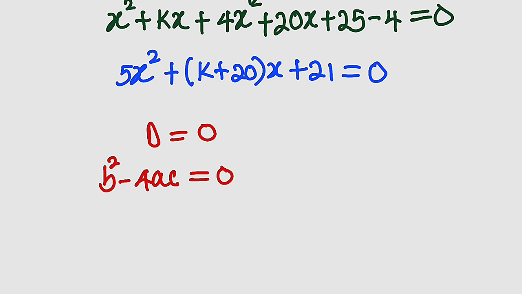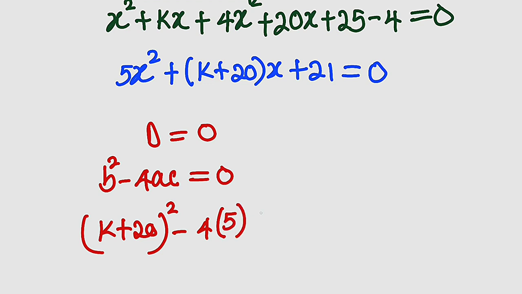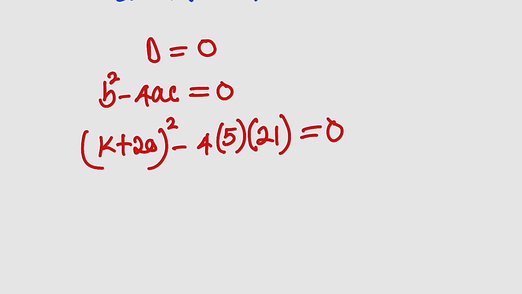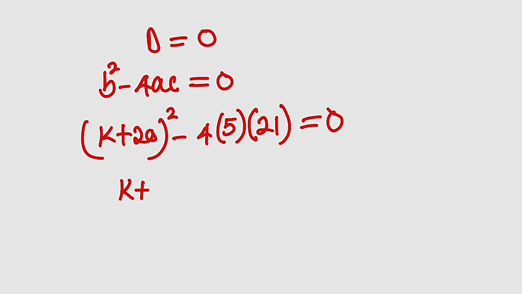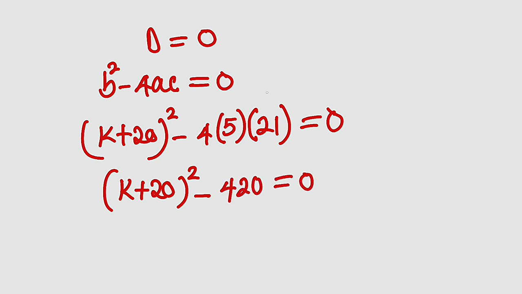b is just the coefficient of x, which is k plus 20. So we have k plus 20 whole squared, minus 4 multiplied by a, which is the coefficient of x squared, which is 5 here, multiplied by c, which is 21. And this is equal to 0. We have k plus 20 whole squared minus 4 times 5 is 20, and 20 times 21 is 420. This is equal to 0.